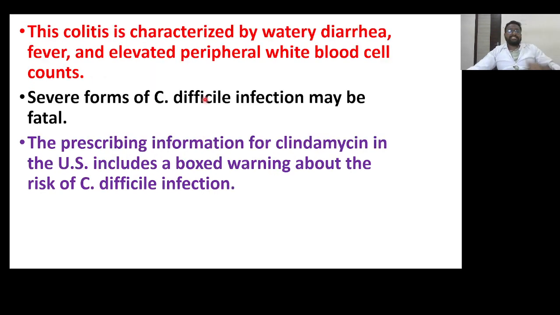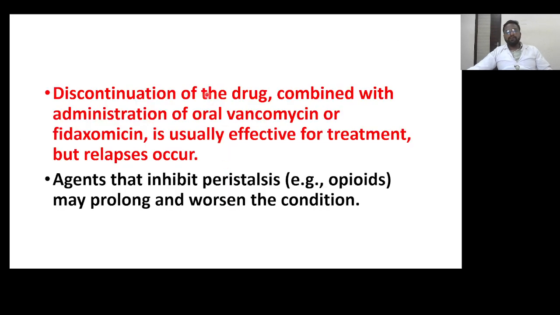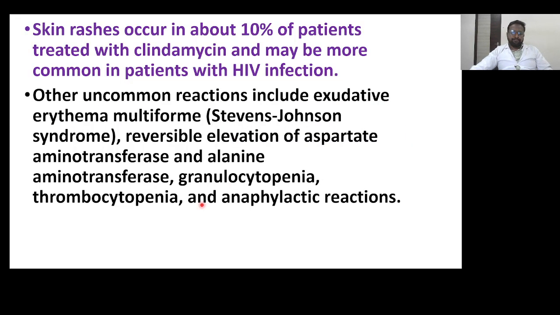This colitis is characterized by watery diarrhea, fever, and elevated peripheral WBC counts, and severe forms of Clostridium difficile infection may be fatal. The prescribing information for clindamycin in the US includes a boxed warning about the risk of Clostridium difficile infections. So discontinuation of the drug combined with the administration of oral vancomycin or fidaxomicin is usually effective for the treatment, but relapses can occur. Agents that inhibit peristalsis, like opioids, may prolong and worsen the condition, so they should not be used.